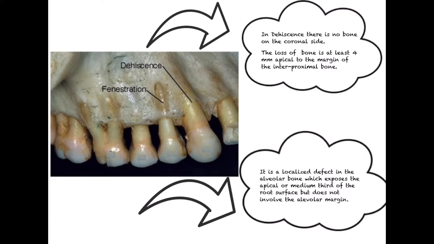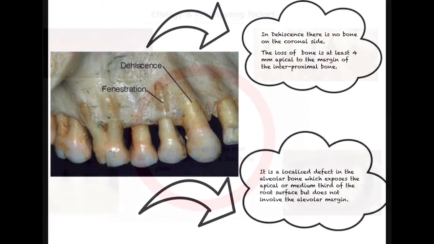However, dehiscence, D-E-H-I, right? So basically, D stands for denuded. So these are denuded areas which extend through the marginal bone. So we can just remember it like this: fenestration is nothing but a foramen-like defect, whereas dehiscence is nothing but denuded areas extending through the marginal bone. I hope I have made it a bit simpler for you all. So now let's move further.